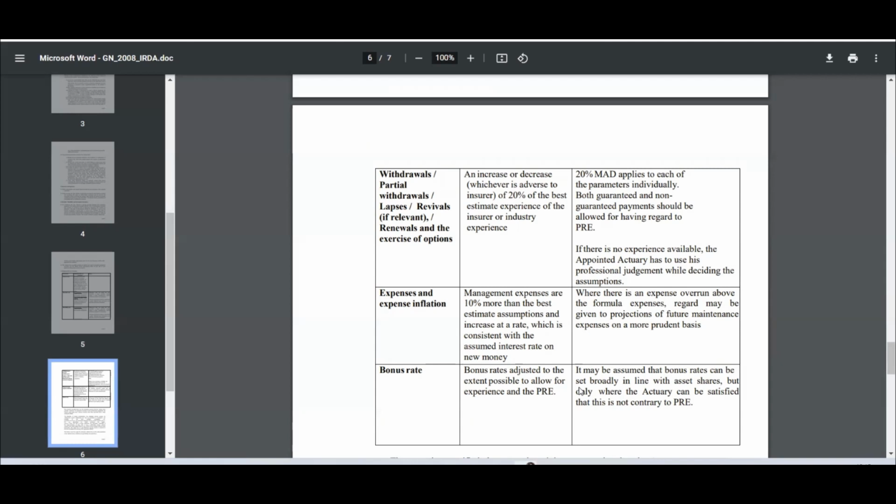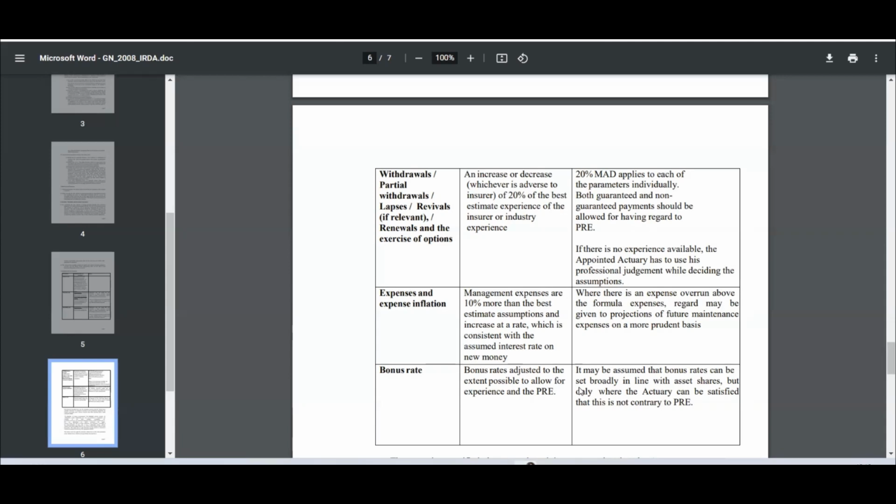Now this increase or decrease should be applicable for all the parameters, and it should consider any implicit or explicit guarantee, and it should also consider any policyholder reasonable expectation. And after that, moving on to the bonus, which will depend on the experience and the policyholder reasonable expectation. The actuary is supposed to pay in line with the asset share. However, it is up to the actuary to determine whether not paying in line with the asset shares would be relevant, and if it is as per the policyholder reasonable expectation.